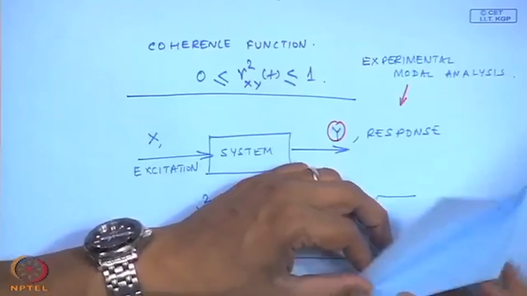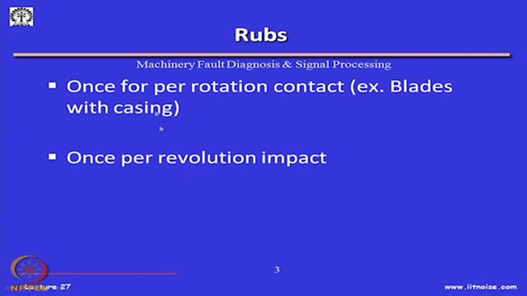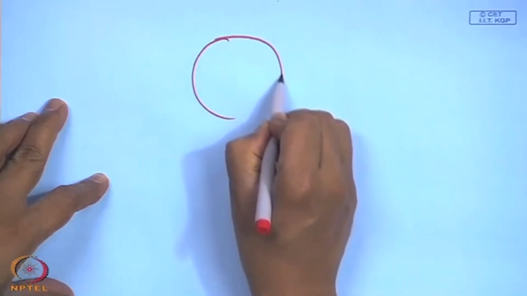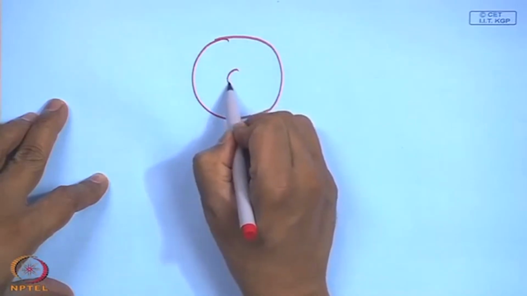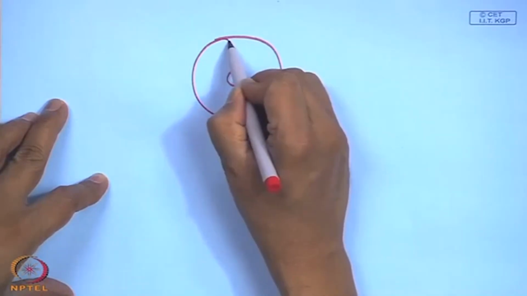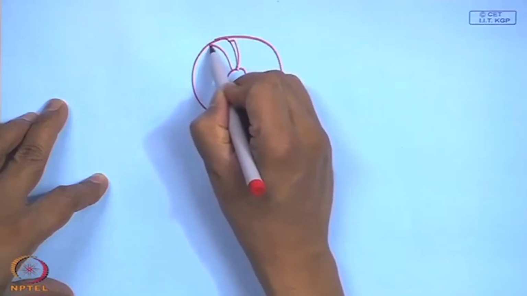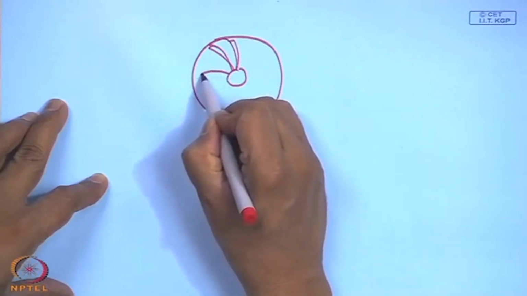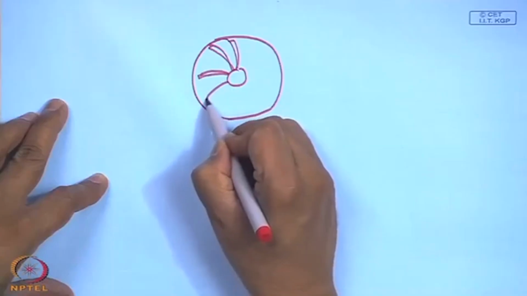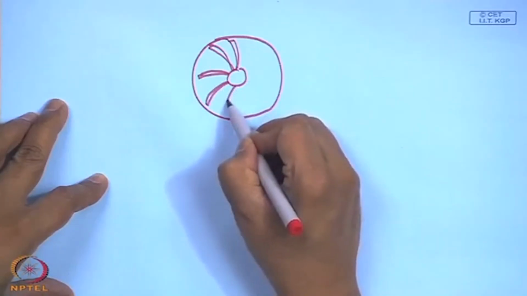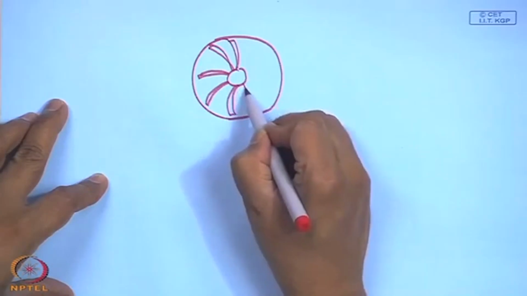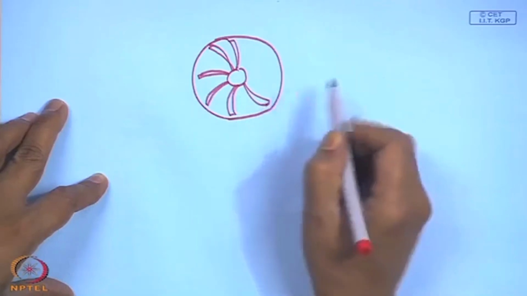I will not go into this in detail, but coming back to the phenomenon of rub, because this looseness creates rub. So, the characteristic of this rub is once per revolution contact, for example, blades with casings, and rub has a lot of detrimental effects. For example, if you think of the turbine of an aircraft, the compressor which looks like this from the outside, a lot of blades. I will not draw the entire set of blades, okay, and so on.